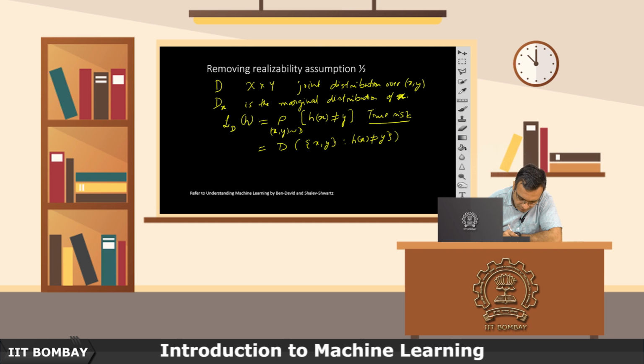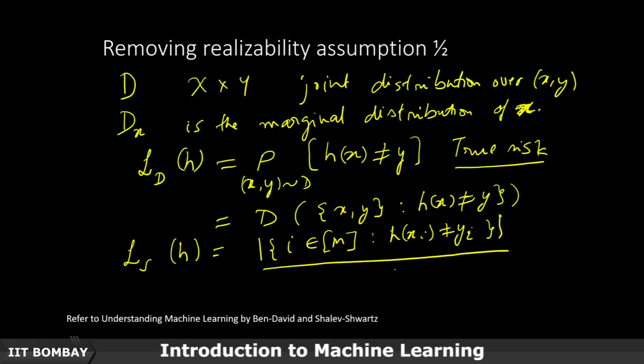And we will define the training loss over S as before, which will be the number of i belonging to the set from 1 to m such that h(x_i) is not equal to y_i, divided by the total number m. So this is the training loss or empirical risk.